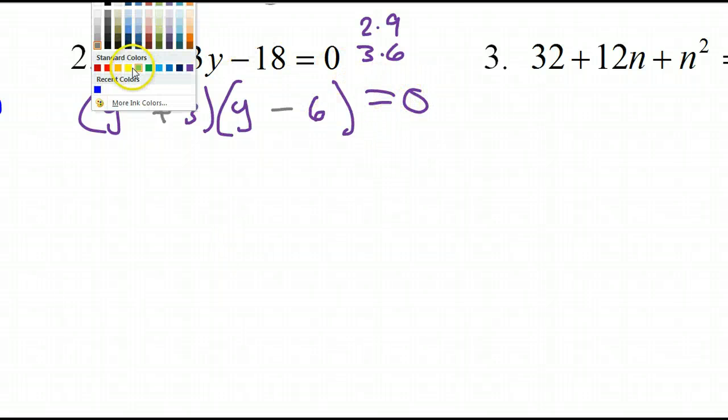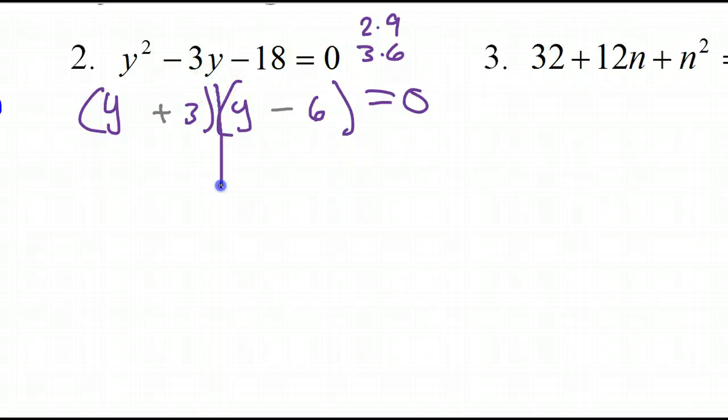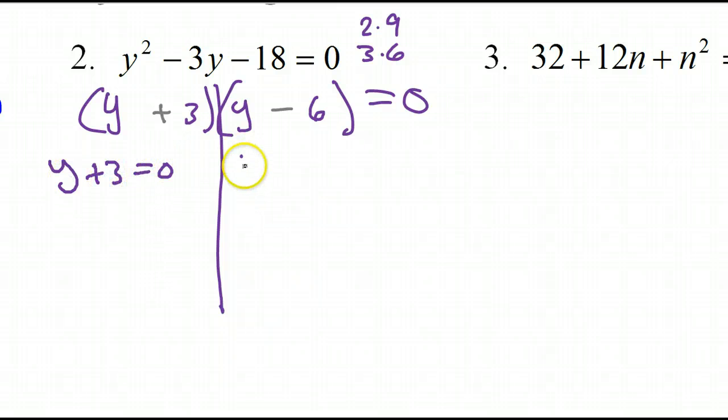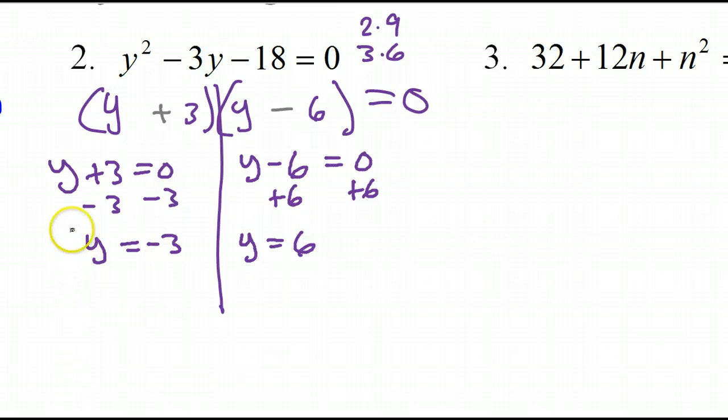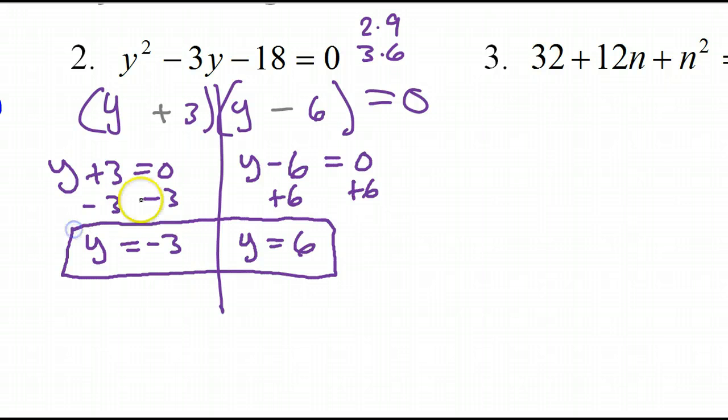Anyway, like I said before, once you factor it, the idea is you can get your solutions by setting these equal to 0. So y plus 3 equals 0, y minus 6 equals 0. Either one of these can give me a solution. Subtracting 3 from both sides gives me y equals negative 3. Adding 6 to both sides gives me y equals 6. So these are our two solutions for number 2.